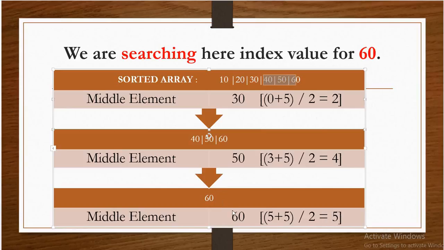Now we need to search again in the bigger elements, that is, in the right half. So again we will perform the same operation, start plus middle and divide by 2, and it will be the same as 5, and we will get the index we are searching for. 60 is available at its 5th index. Now let us see how to write the code in Java.